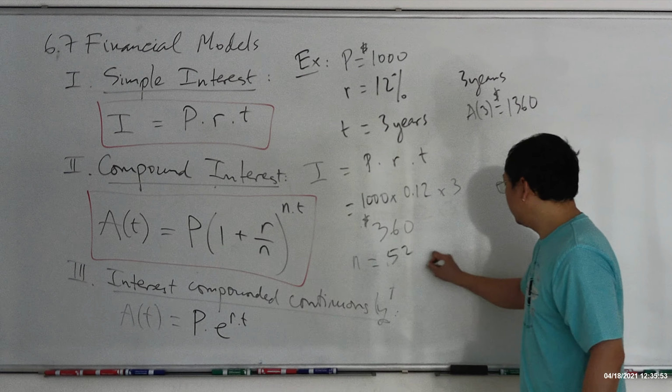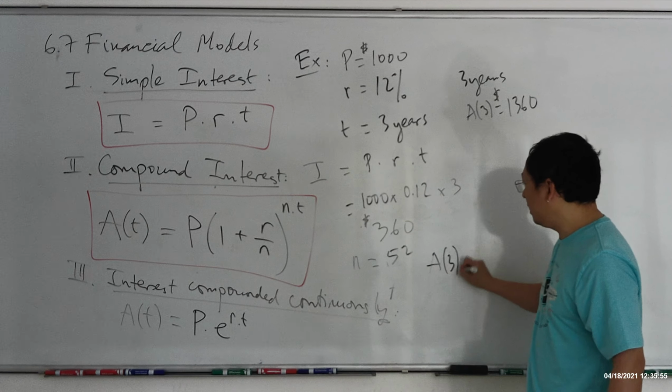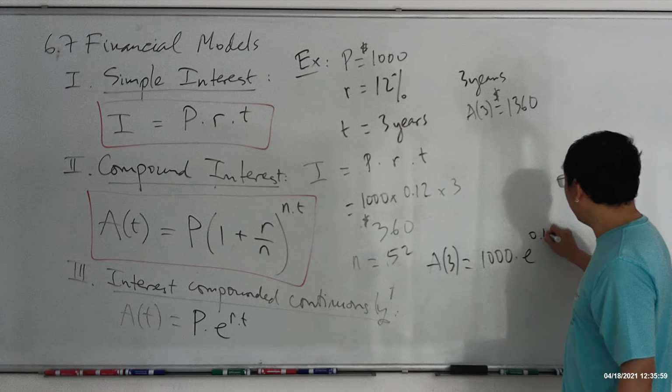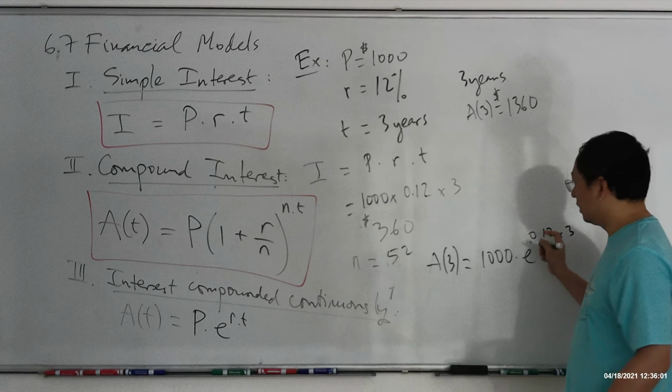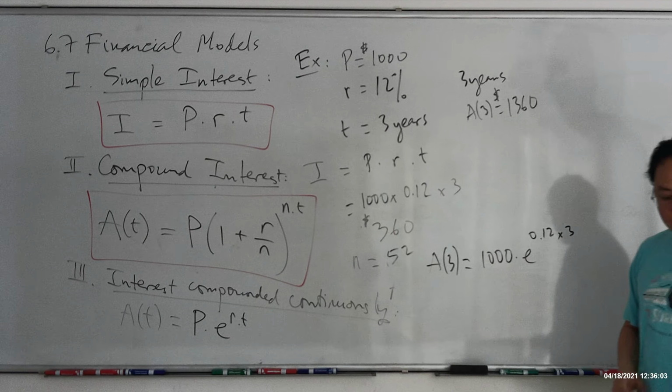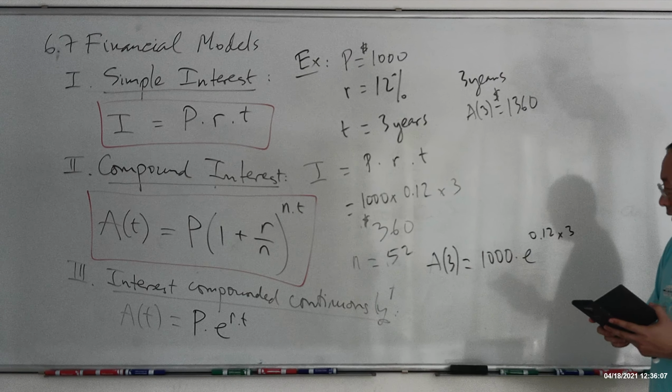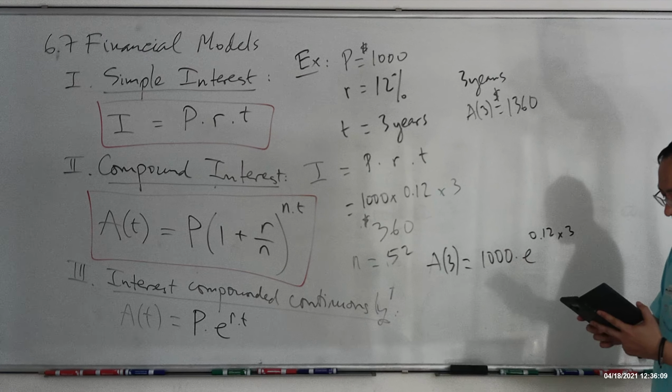So A(3), I'm going to use the same example right here, is equal to 1,000 times e to the 0.12 times 3. Okay, the rate is still 12%. Now the interest is compounded continuously. Okay, no time waiting to get the interest.